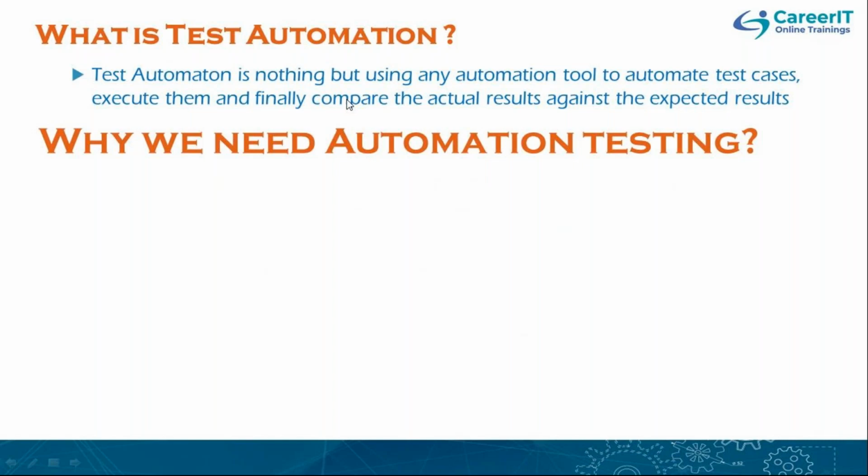We are going to compare the expected results, which we set already, and the actual results, which we see while performing those actions. That's the main goal of testing, comparing expected results against actual results. The same thing we are going to perform using an automation tool. We automate the test cases and execute them, so that the automation tool will take care of comparing the results, expected versus actual. This is all about simple test automation.